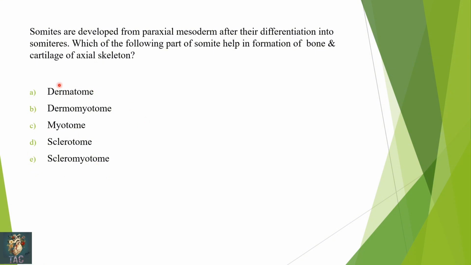So remember, dermatome is responsible for formation of the skin, the dermomyotome collectively forming the skin and the muscle, the myotome forming the muscle, and this is the sclerotome, which is forming the bone and the cartilage of the axial skeleton. So it is the correct option.